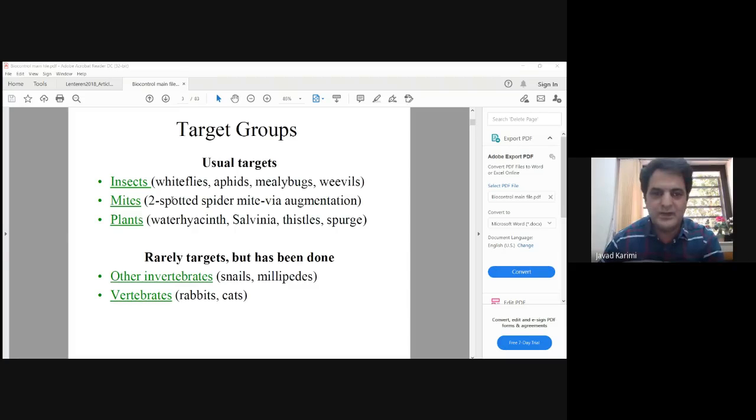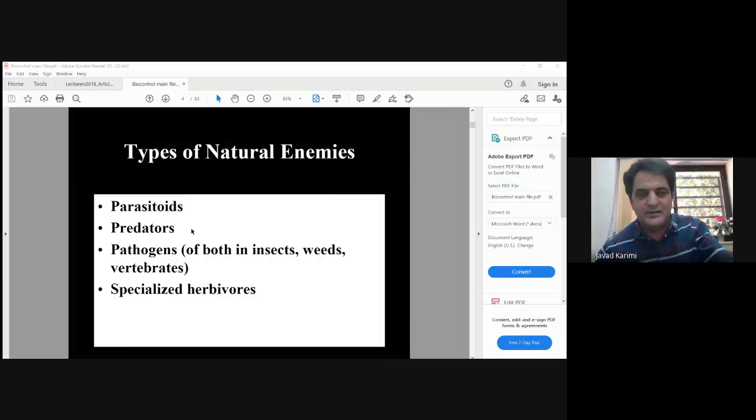Mites, another order, another category of arthropoda, like two-spotted spider mite, and also plant pathogens are major targets. There are different targets for biological control. Sometimes we use natural enemies to control some invertebrates like snails, and also some vertebrates like rabbits and cats. So we can use natural enemies for invertebrates and also for vertebrates to control and manage their density. Mainly, as there are bachelor of science students, I would like to define the major groups of natural enemy. We have three categories of natural enemy or biological control agent, which mostly start with P: parasitoid, predator, and pathogen.